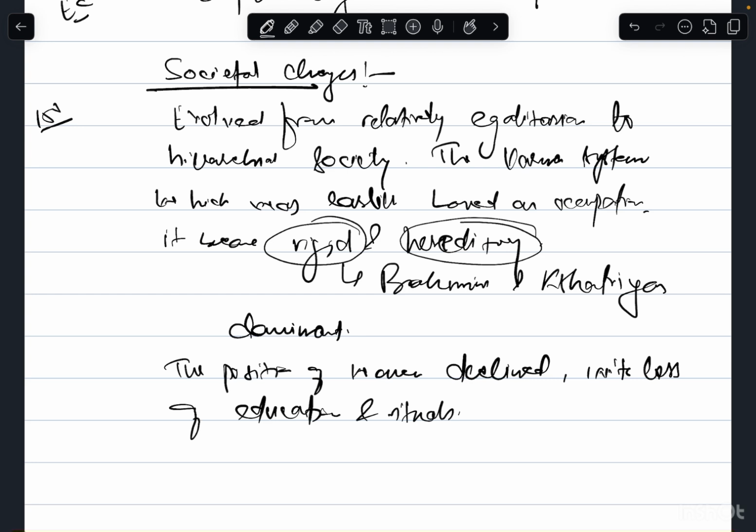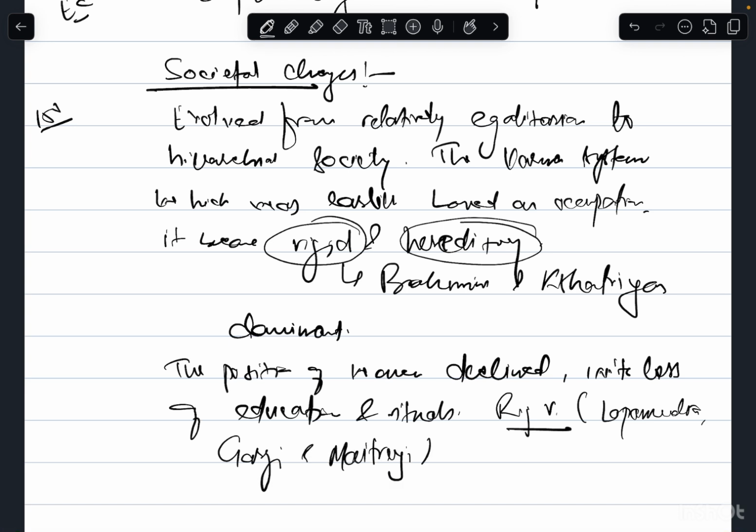Here, if you want to include certain examples, like in the Rig Vedic phase, we find names like Lopamudra, famous philosophers, Gargi, and Maitreyi. You do one thing. Let me know what is the contribution of these three women here.